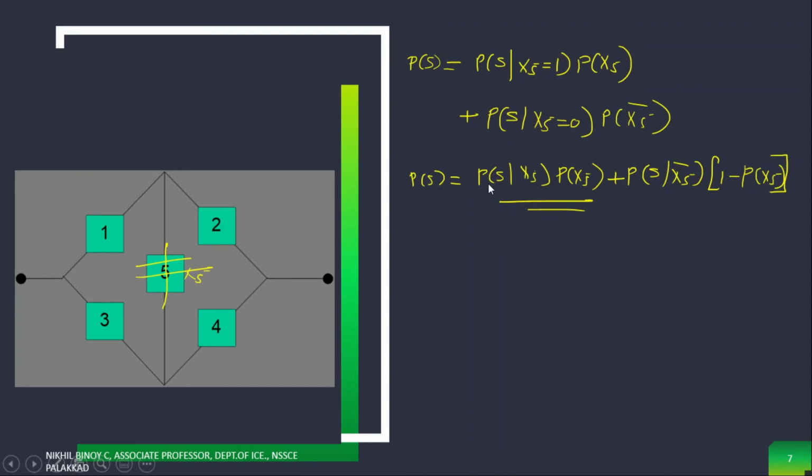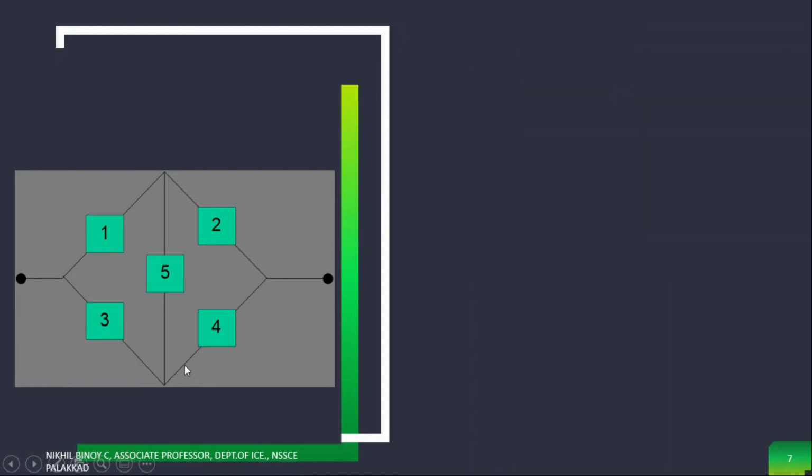That is P of S is equal to P of S given xy into P of xy plus P of S given xy bar into 1 minus P of xy. Okay, so this is the second method. Please note down this equation: the probability of survival of the system is equal to the probability of survival of the system if xy survived into P of xy, plus the probability of survival of the system if xy failed into 1 minus P of xy.